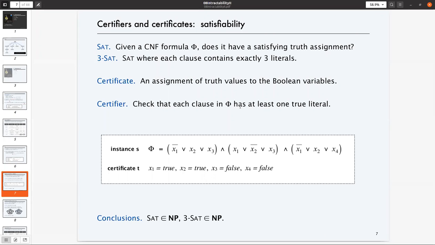Right. Yeah. So this is the main idea. But now suppose that whatever formula you have taken doesn't have any truth assignment. Then whoever is providing you that certificate cannot produce a certificate for you, right?